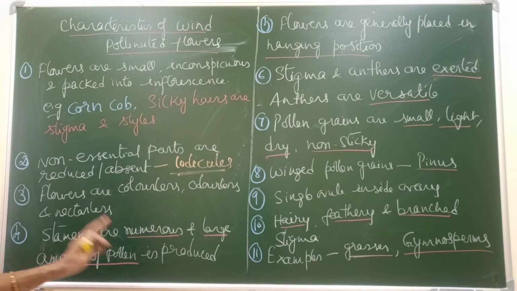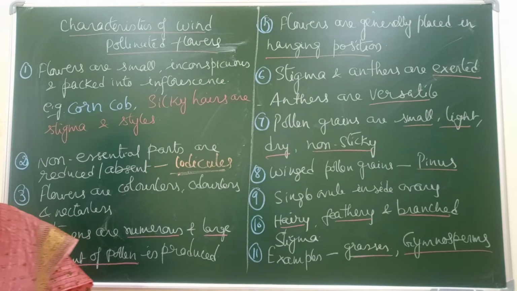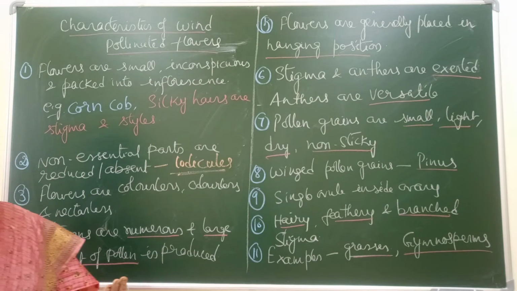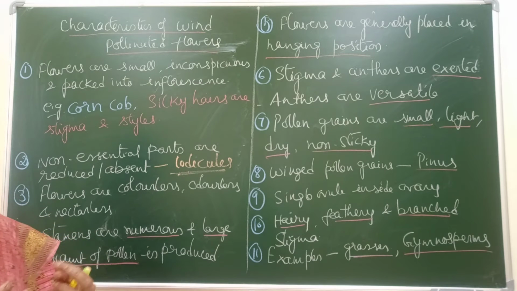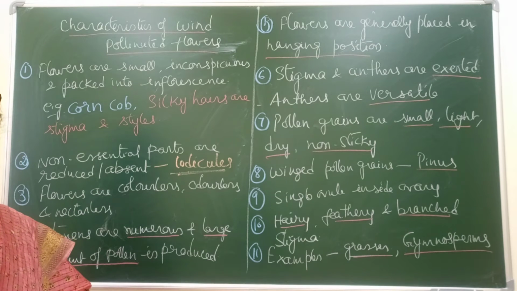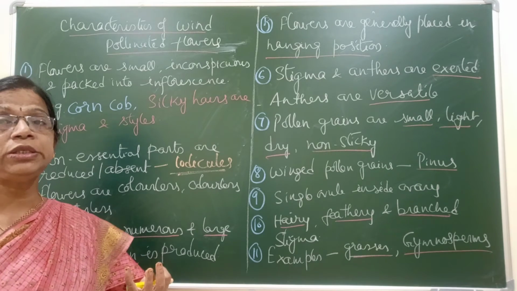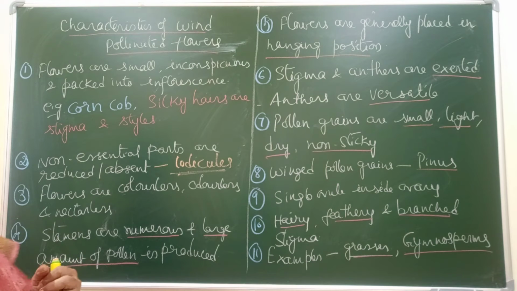Then stamens are numerous and a large amount of pollen is produced. This is very important. Essential organs here are well developed because they are required. Numerous stamens are present and a large amount of pollen can be produced, because most of the pollen gets wasted. There is a wastage of pollen. So a large amount of pollen is produced.